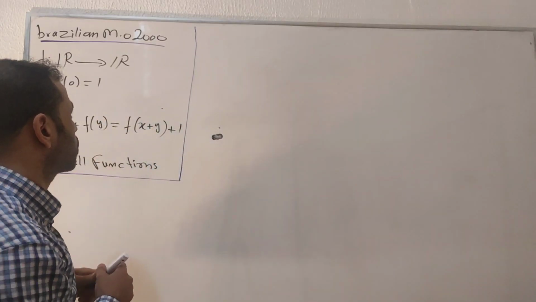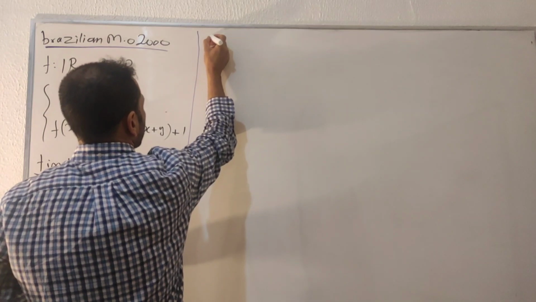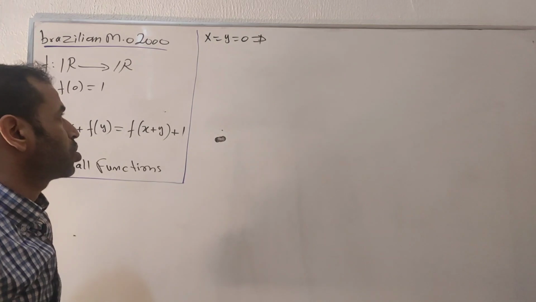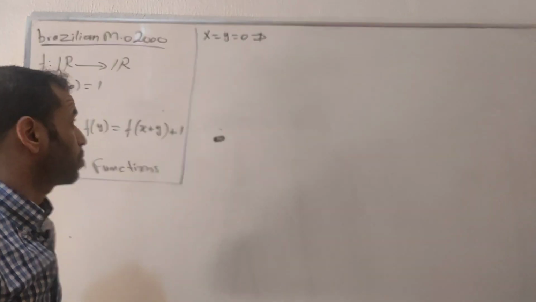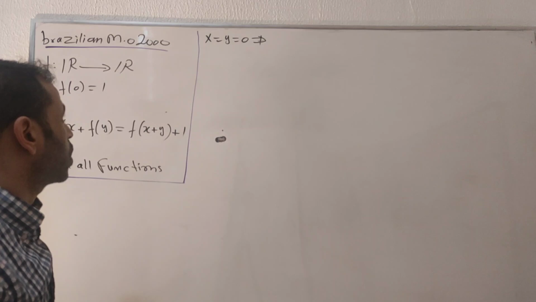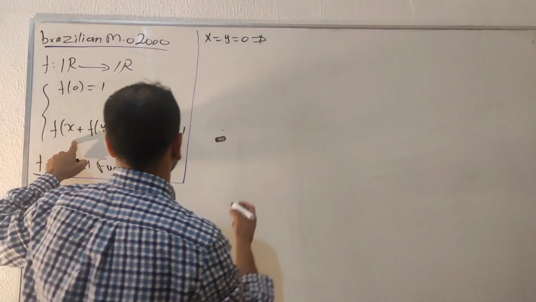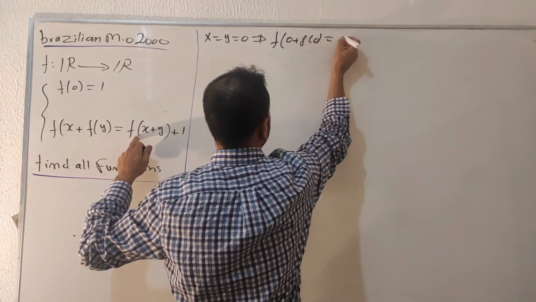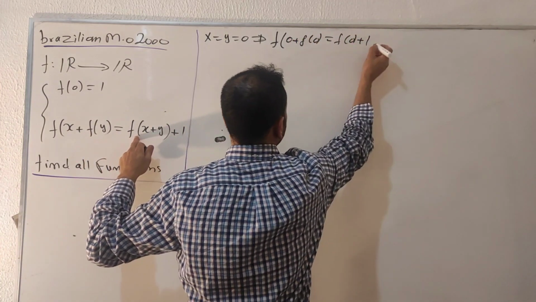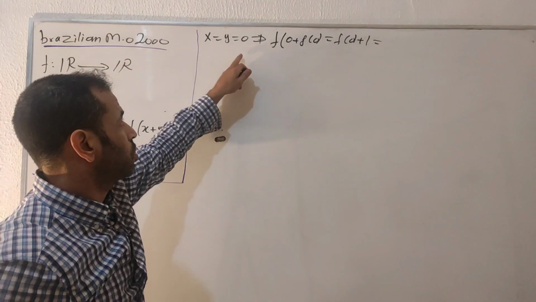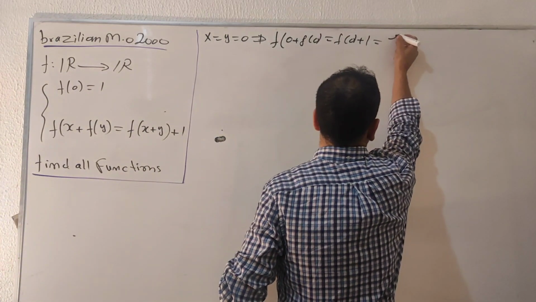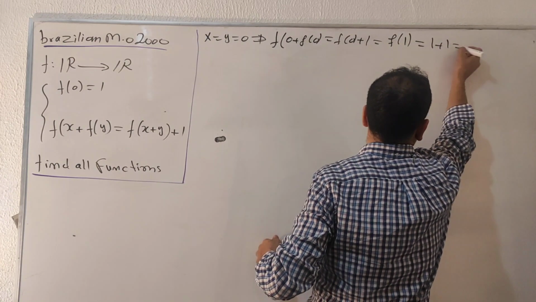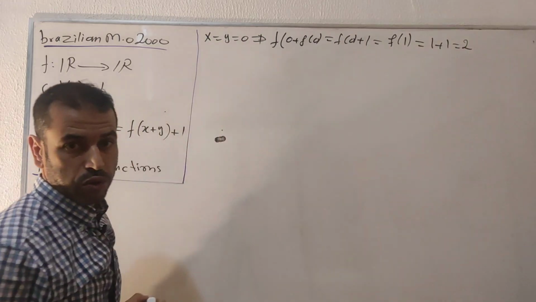So let's get started with this problem. Let's put x equals y equals 0. It's very simple, in order to reduce the expression to the smallest expression possible. So I'm going to replace y and x with 0 here. So I get f(0) plus f(0), which equals f(0) plus number 1. We know f(0) equals 1, which means this one equals f(1). We know f(0) equals 1, so 1 plus 1 equals 2. So we get f(1) equals 2.